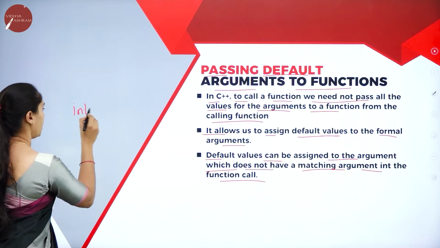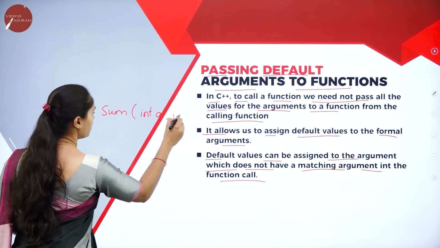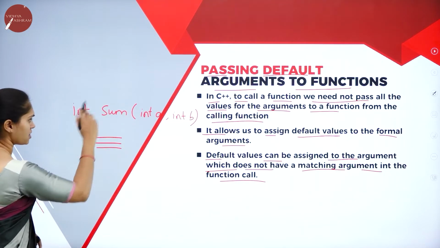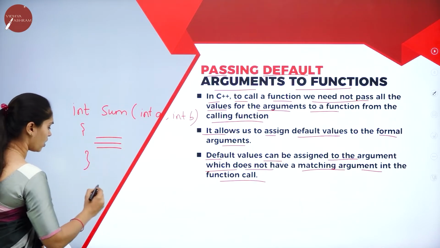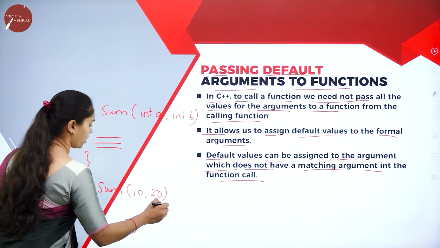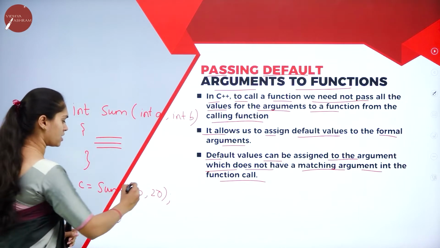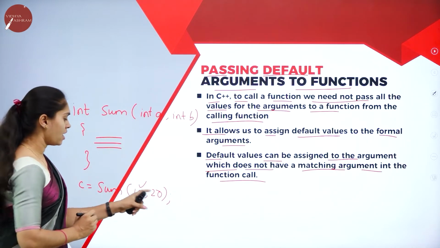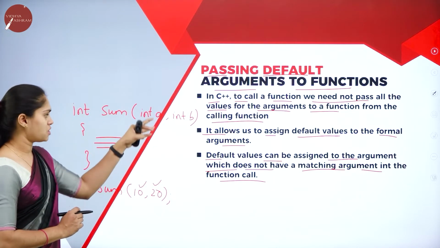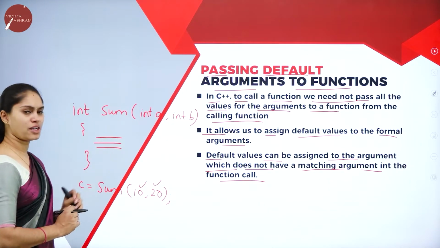Let me consider int sum(int a, int b). These are the two arguments. We are going to have a sum statement. This is the function definition. And how can I call this function? Sum of 10 comma 20. So let me consider c = sum(10, 20). The value 10 will be stored in a and 20 will be stored in b. After that, these formal parameters or formal arguments will be used for the calculation, and that value will be stored.